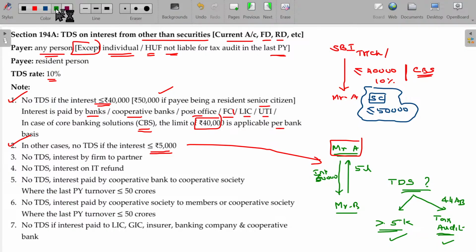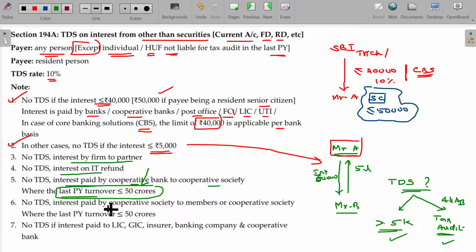And some other exception cases. What are the exception cases we have? Interest by a firm to a partner, IT refund interest, and interest paid by a cooperative bank to another cooperative society within the cooperative societies. And in the last case, where the previous year turnover is less than or equal to 50 crores. It's nothing but the payer cooperative bank. If their turnover is less than or equal to 50 crores, then no need to deduct the TDS.